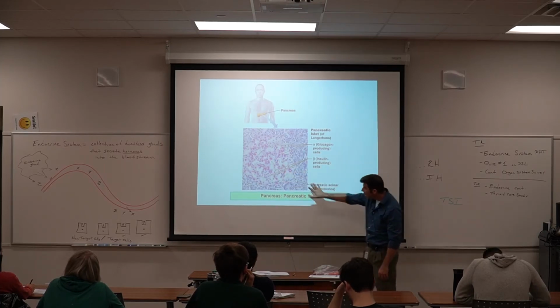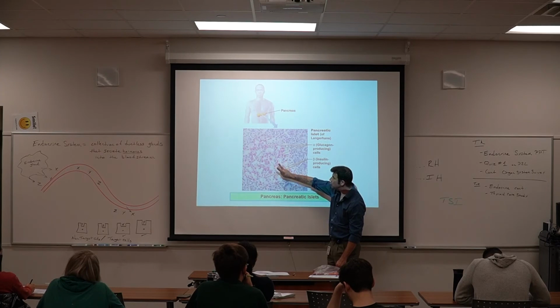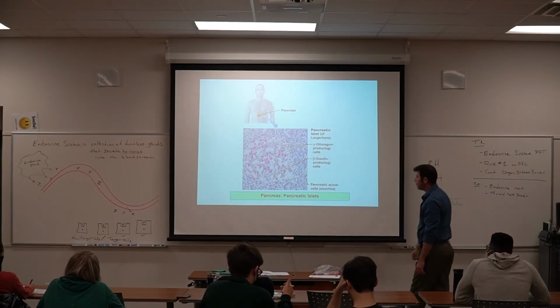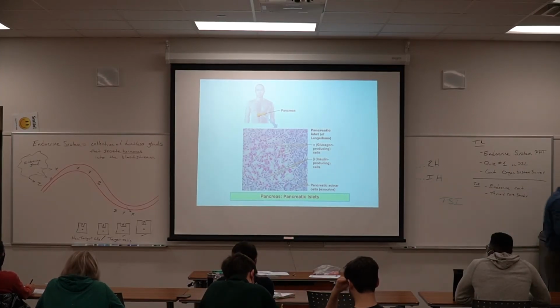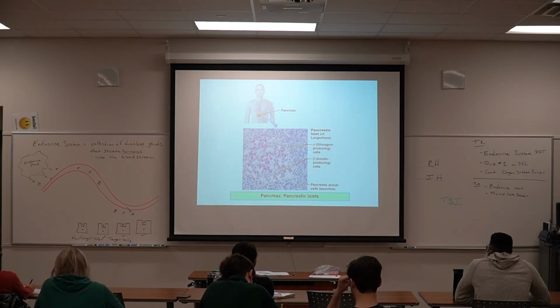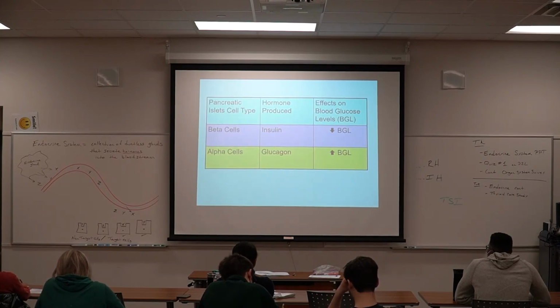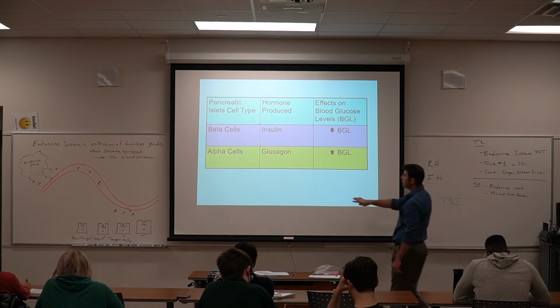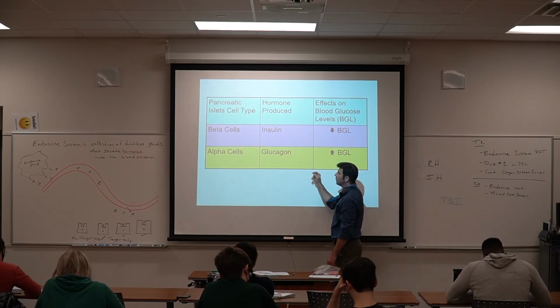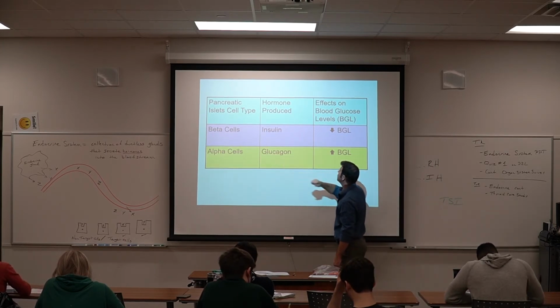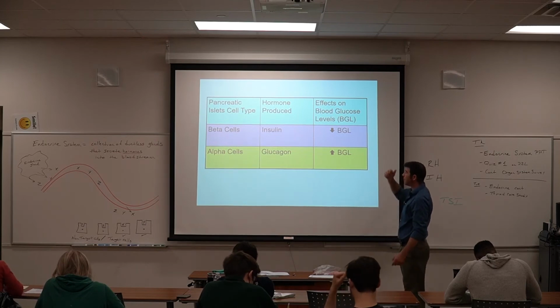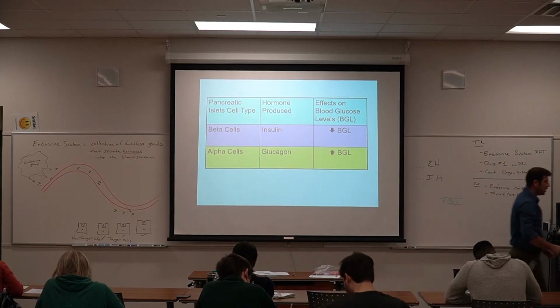And somewhere in this patch of cells, there are going to be 2 types of cells. One is called alpha cells, the other ones are called beta cells. We need to remember that alpha cells are the ones that produce glucagon, that boost blood glucose level. Beta cells are going to be the ones that produce insulin. Insulin obviously reduces blood glucose levels.